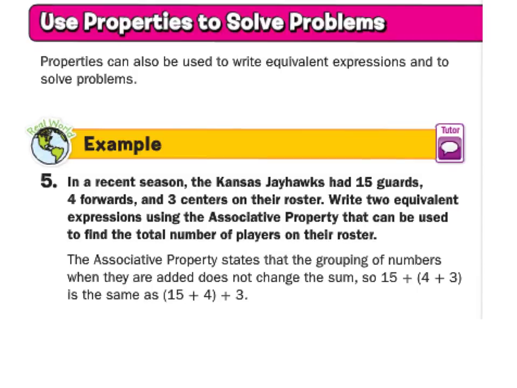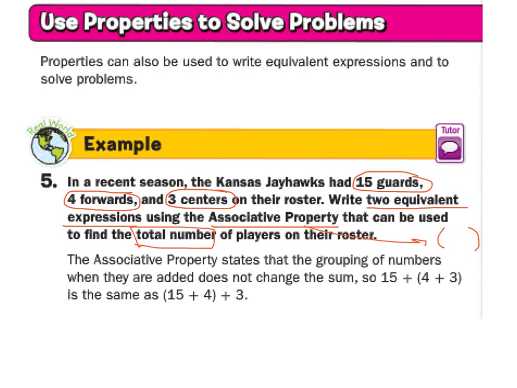All right, we can use these properties then to solve story problems for us too. So properties can be used to write equivalent expressions and to help us solve a problem. So here we start with number 5. In a recent season, the Kansas Jayhawks had 15 guards, 4 forwards, and 3 centers on their rosters. So we're talking basketball here. Write 2 equivalent expressions using the associative property. So associative makes me think right away of my grouping symbols, the parentheses, that can be used to find the total number of players on their rosters.